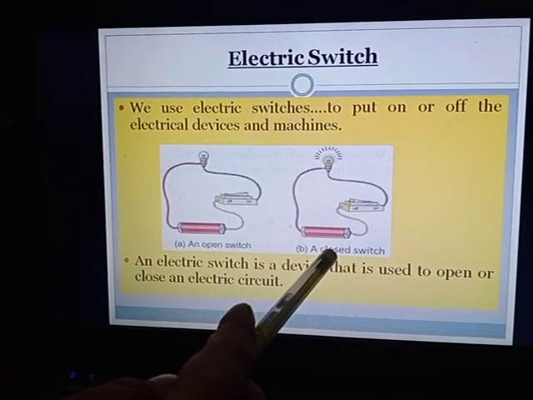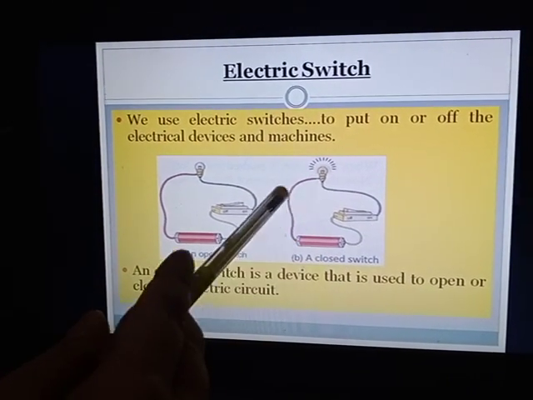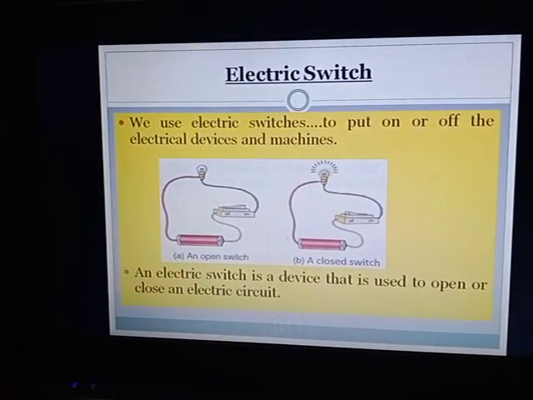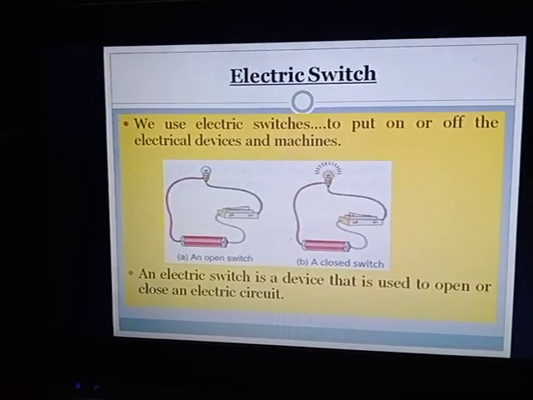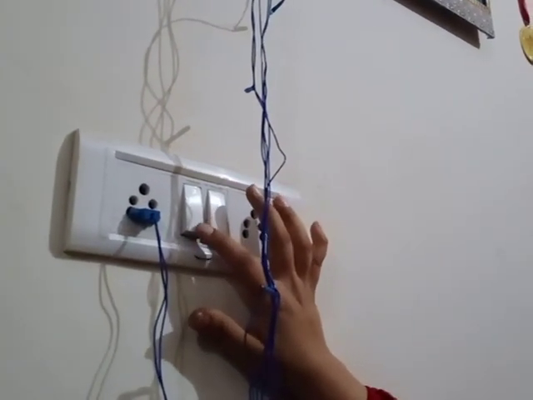Here it is a closed switch. Closed switch means it is in on position, current passes through the circuit and the bulb will glow. So I will show you a switch which we use in our house. So this is a switch which we use in our house.